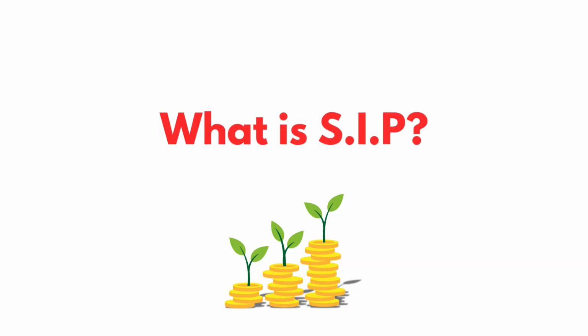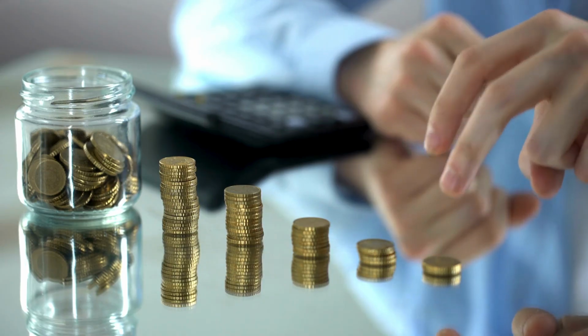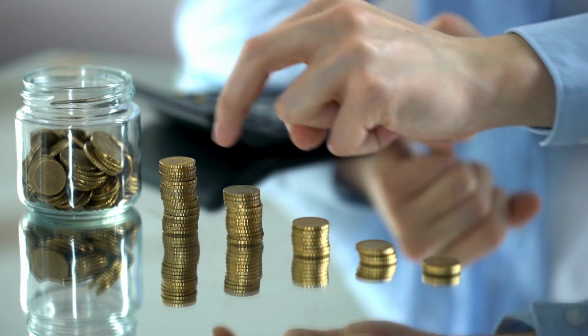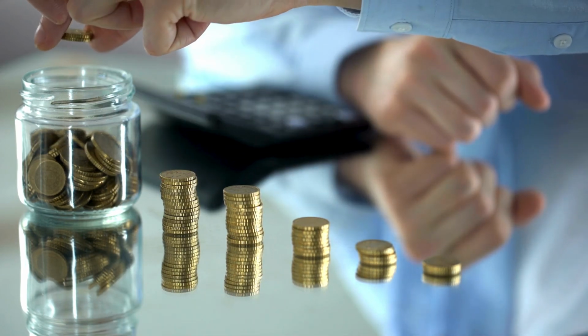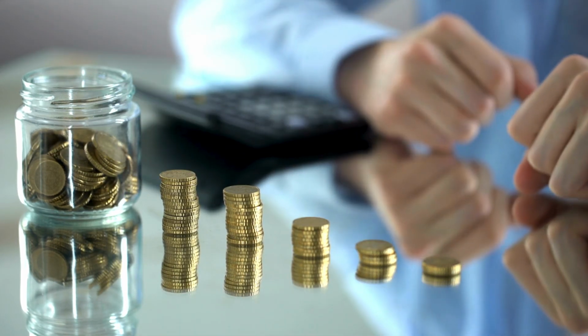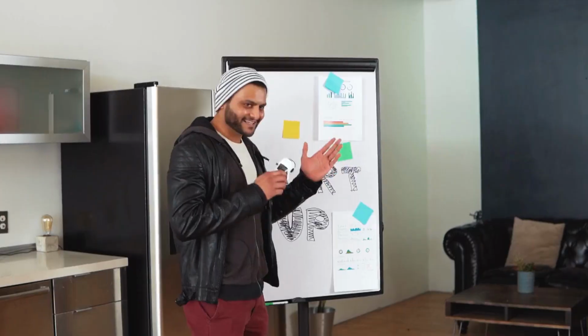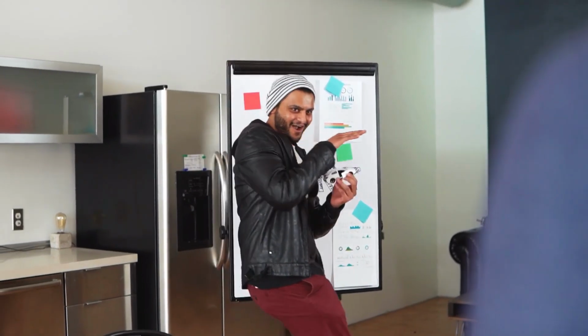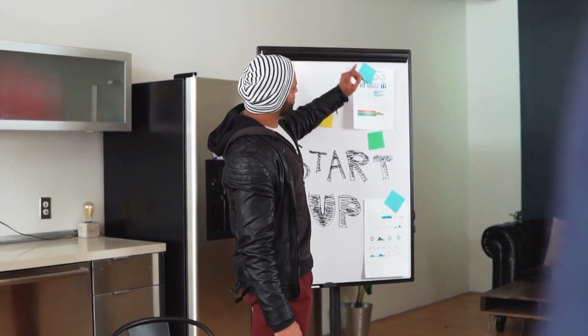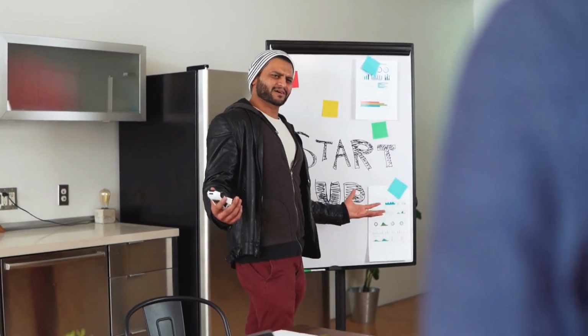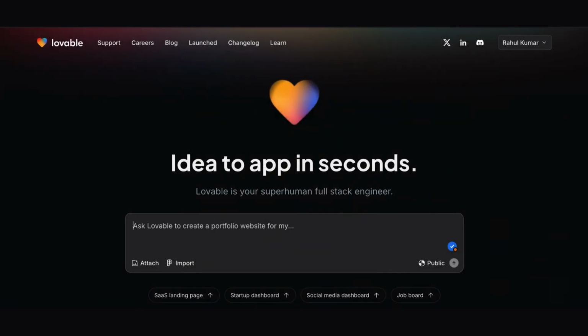SIP, or systematic investment plan, is a method of investing in mutual funds where you invest a fixed amount at regular intervals. It helps in wealth accumulation over time through the power of compounding. Whether you are a beginner or an experienced investor, an SIP calculator can be a game changer in planning your finances. Now, let's talk about Lovable Dev.